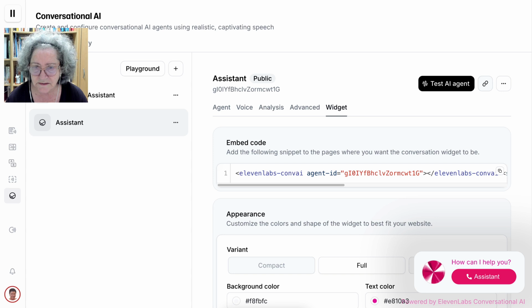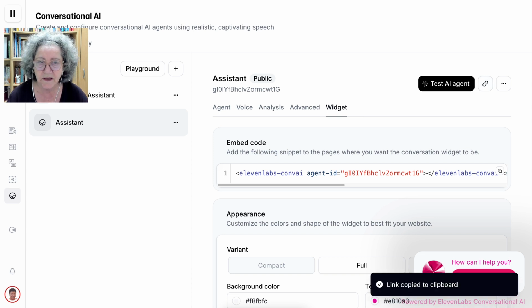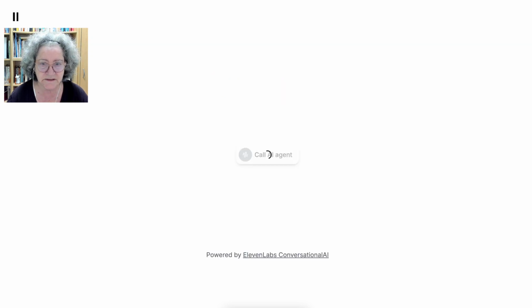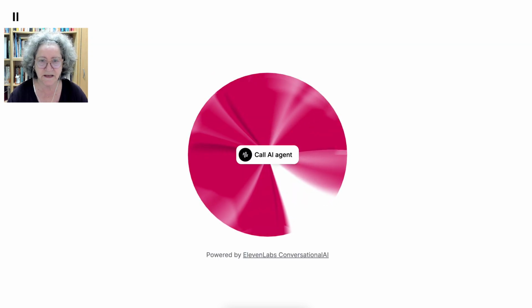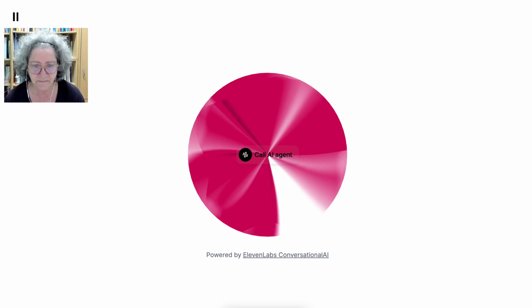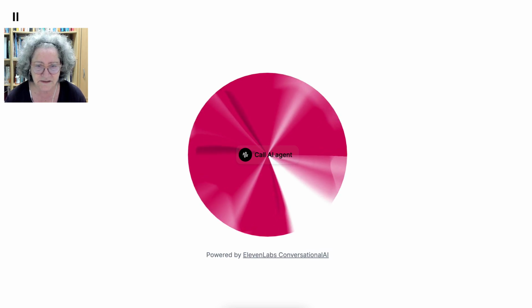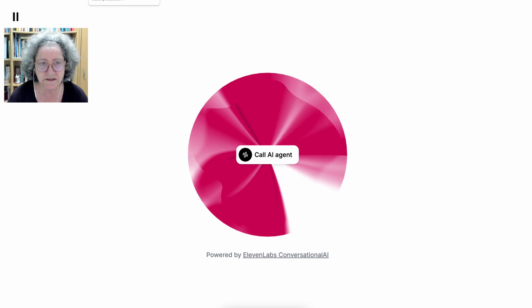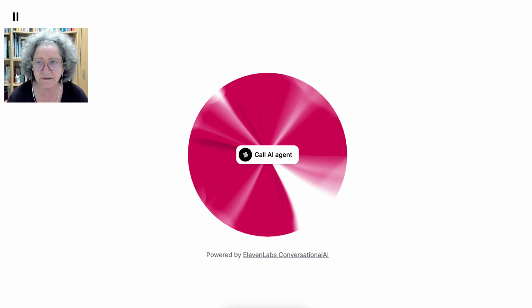But you can also get the link if you just click on this, the clipboard, go into a browser window, and here it is. Here it comes, and this is what it looks like. Call to action is in black. I think I wanted that. So you can take a look and see what it looks like. You can also test it, by the way.